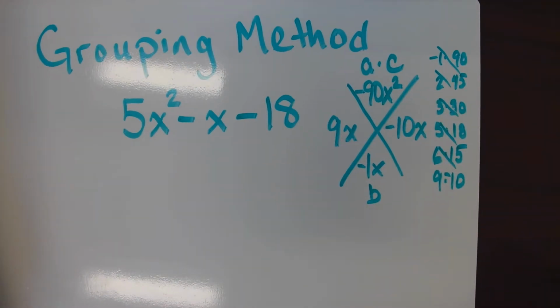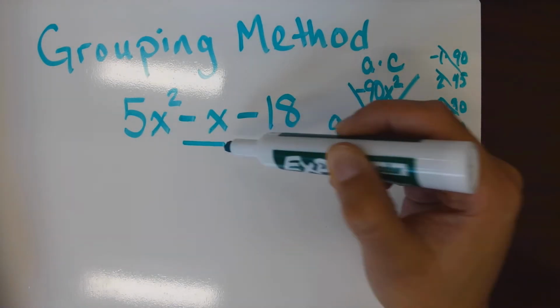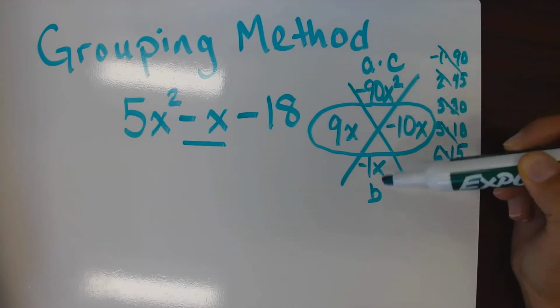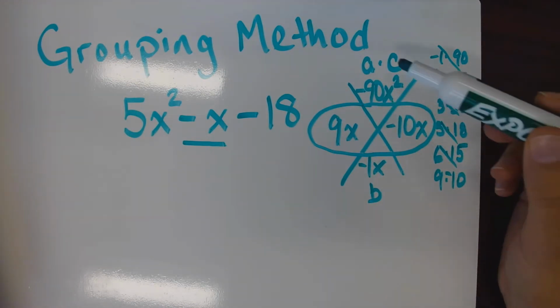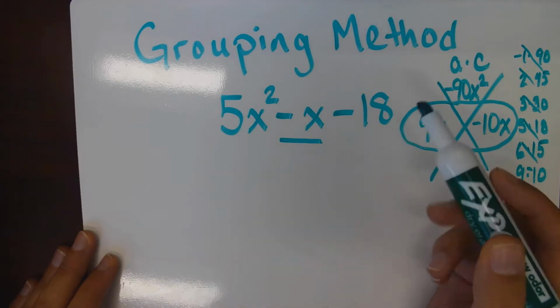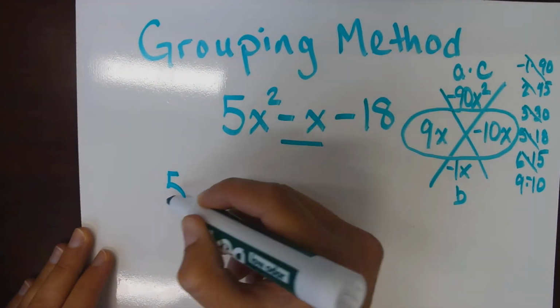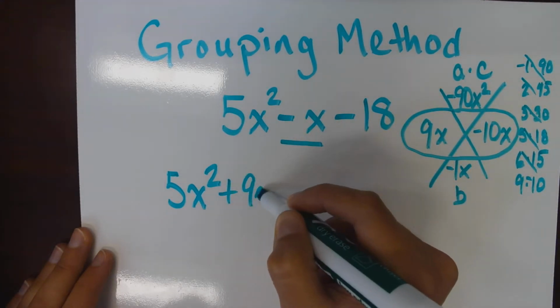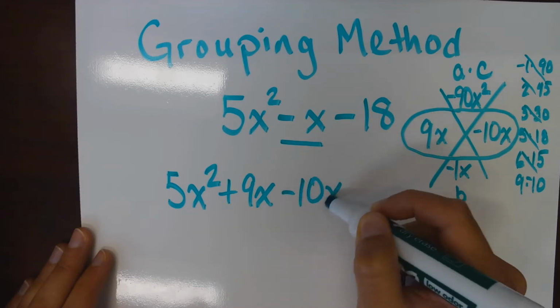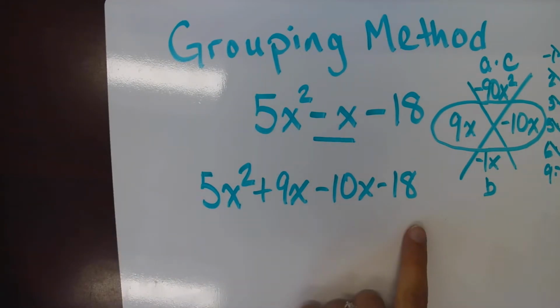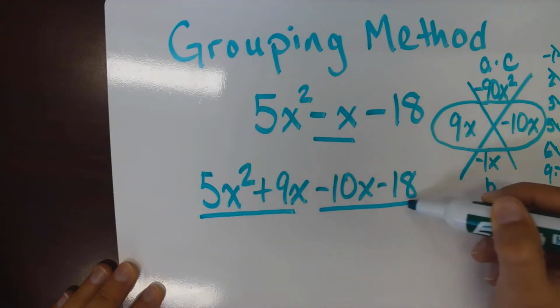Okay, so when you go to do your grouping method, we're replacing the b value with these two numbers that we found here. So you're not using these two numbers at all when we go to use the grouping method. We just use them to find a replacement for our b value. So now I'm going to rewrite this as 5x squared, and then instead of negative x, I'm going to write plus 9x minus 10x minus 18. Okay, so now I have 4 terms, and now I can split this up into 2 groups. So here's my first group, and here's my second group.